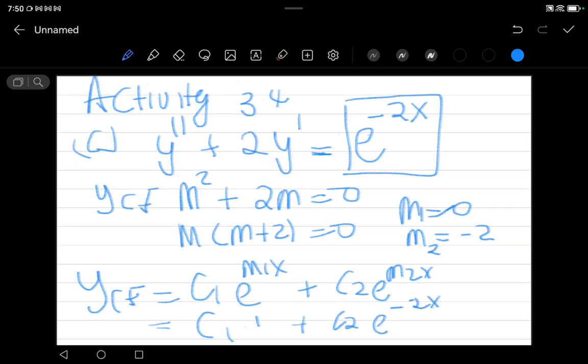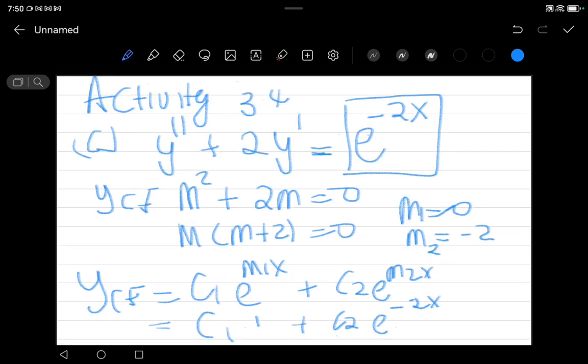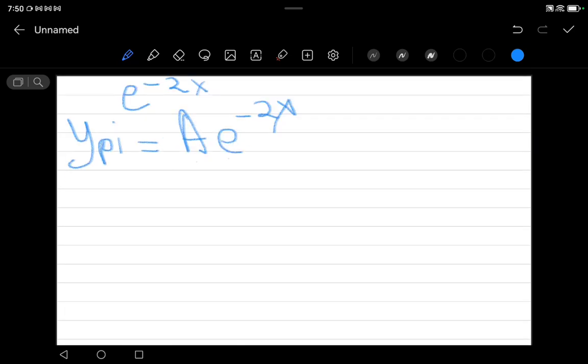okay, on our YCF we don't have a duplicate now. Our YCF, we have C1, which is a constant, plus C2e to the power of -2x. So we have a constant multiplied by e to the power of -2x. And then our YPI, we also have a constant multiplied by e to the power of -2x. Remember, I said if we have a duplicate, we multiply our YPI by the smallest power of x.